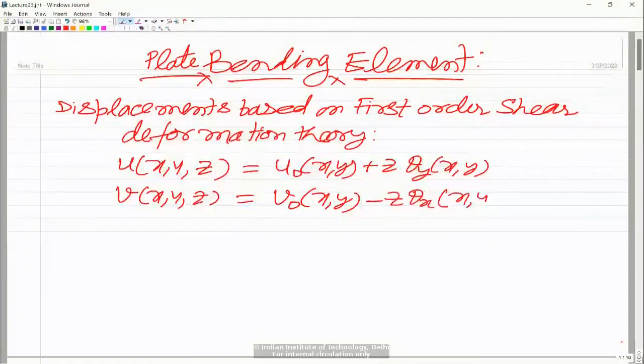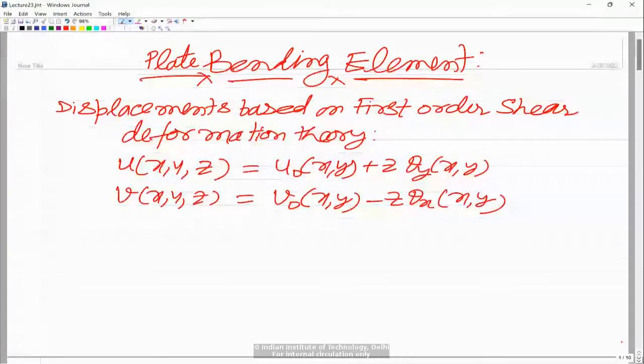I had also mentioned that in the literature you see that sometimes u is written as u naught plus z into theta x, and v is written as v naught plus z into theta y. Then actually theta x in that nomenclature is the rotation about y-axis, and theta y is the rotation about negative x-axis. But since now in the software we have degrees of freedom as the displacements along x, y, z and the rotations about x, y and z axes, that is why I have kept this formulation in this manner.